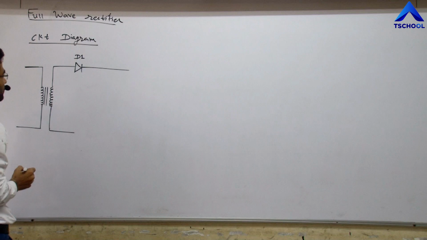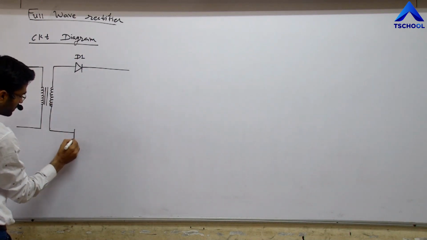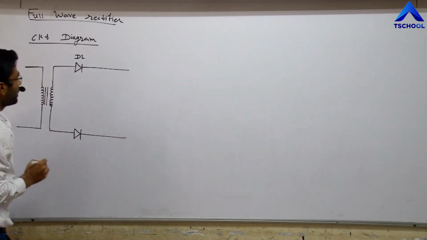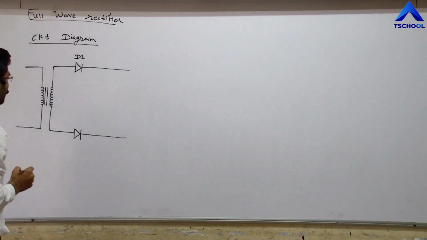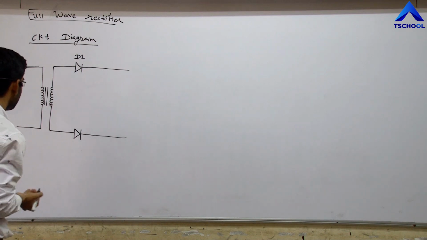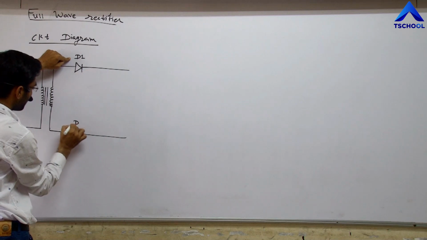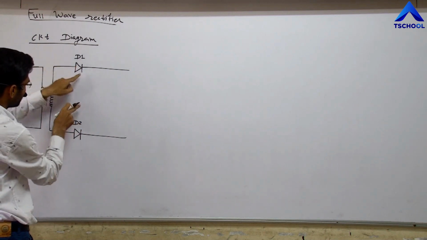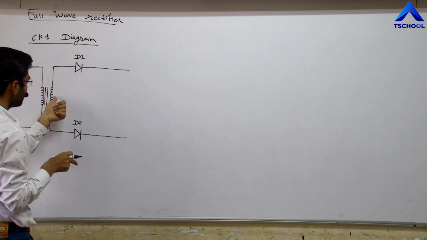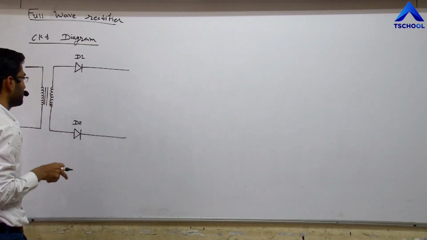Here we have to use two PN junction diodes, the first and the second. In the half wave rectifier we used a simple transformer. Here we use a center tap transformer. Why a center tap transformer? Because the outputs of diode D1 and diode D2 are given to the center of this transformer.